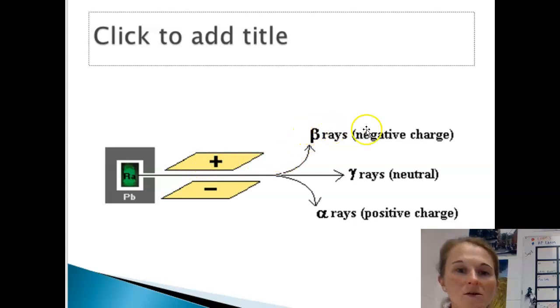Beta rays are negatively charged, so they went towards the positive plate. Gamma rays are neutral, so they just pass straight through. They didn't care about those plates at all. And alpha rays are positively charged, so they went toward the negatively charged plate.